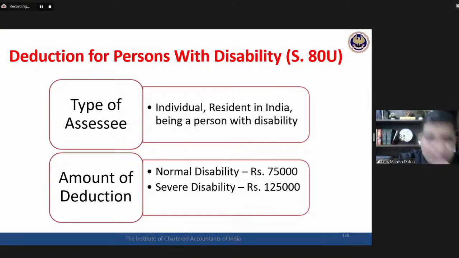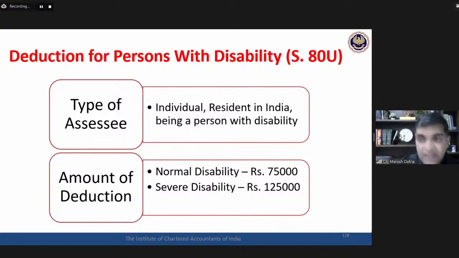What is this severe disability? We have discussed this with respect to 80DD also. Severe disability, where the medically certified disability is 80% or more, then the person is treated as a severely disabled person. 80% or more disability, 1,25,000 deduction. Normal disability, 75,000 deduction. This is what is plain, simple 80U. But again, because we are discussing it at the final level.